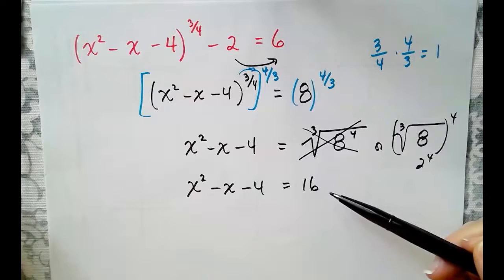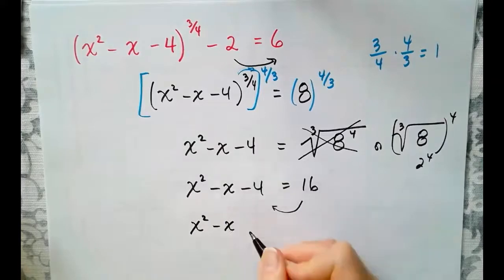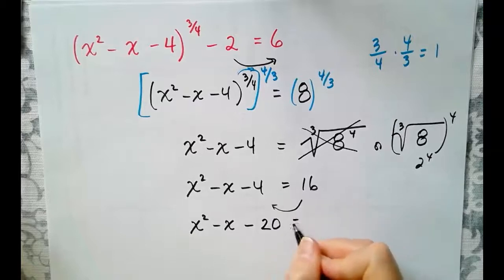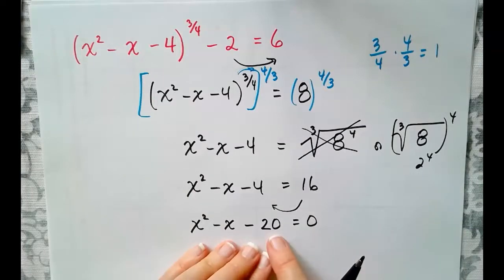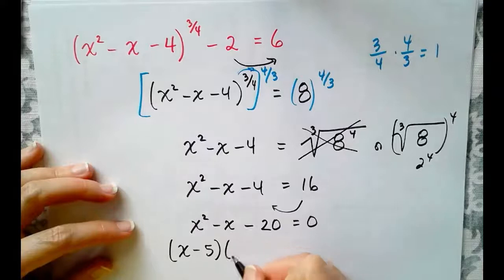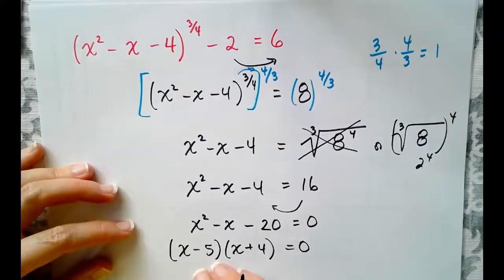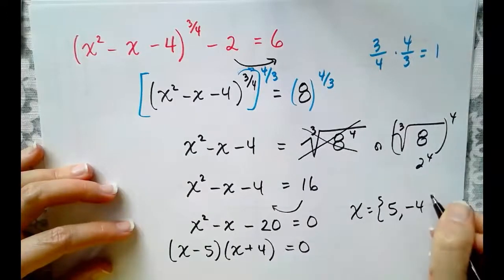So from here, let's set it equal to 0. Move the 16 over. x squared minus x minus 4 and a minus 16 will be minus 20. And now that we have it set equal to 0, this one's pretty easily factored. What are factors of minus 20 that add up to minus 1? x minus 5, x plus 4. So we get two answers here. Remember, set each factor independently equal to 0. So we get x equals 5 and minus 4.